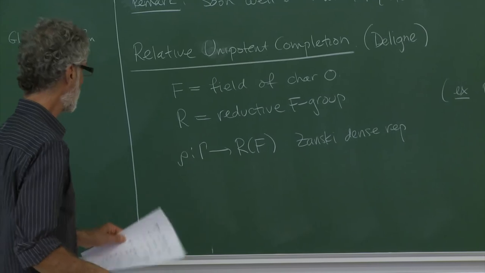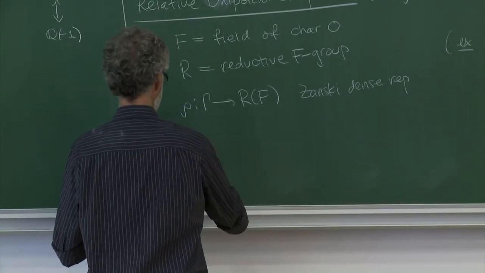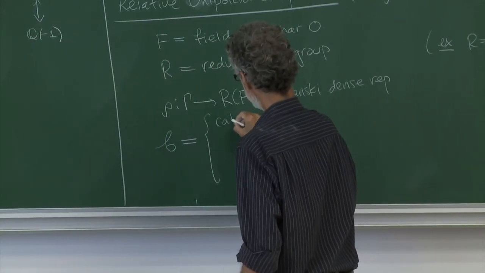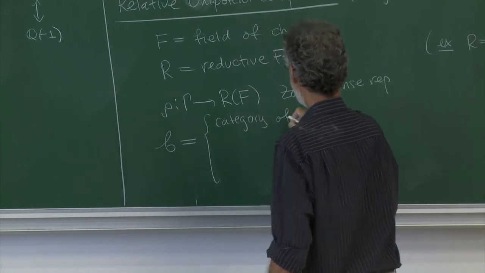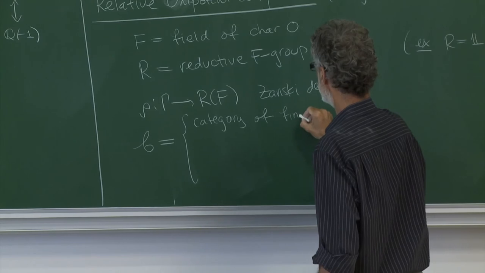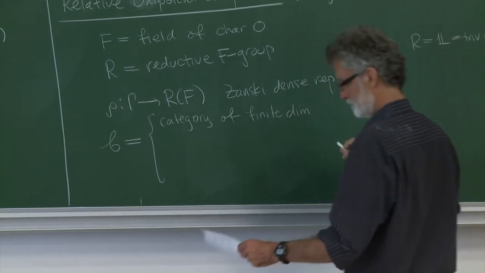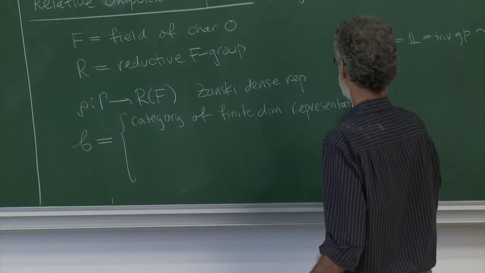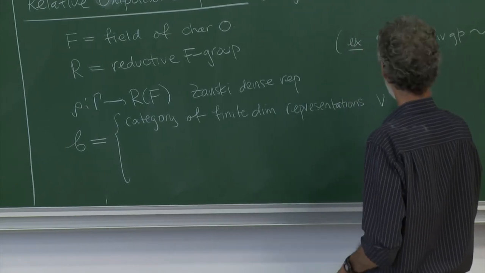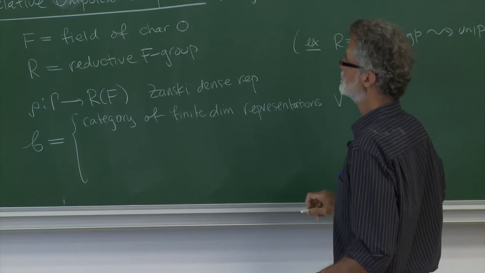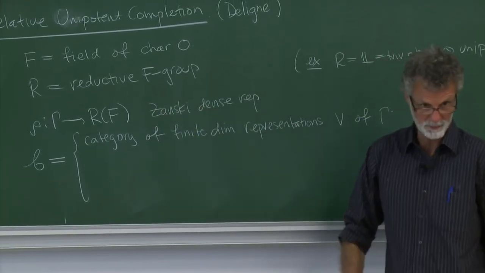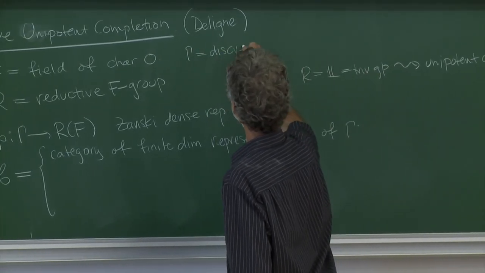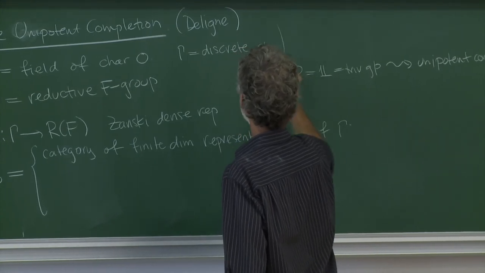Representation. And now I'm going to take C to be the category of finite dimensional representations V of gamma. Whoops, I left out gamma here is a discrete group. So I'll put up here: gamma equals discrete group. In all of these, there's also a profinite analog.